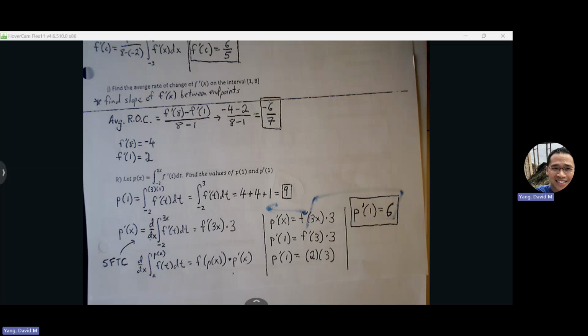If I'm asked to find the derivative of a function that has an integral in it, then I have to use the second theorem. So the second theorem says if I'm pairing a derivative on top of an integral, I'm going to plug my upper bound in for the variable times the upper bound's derivative.